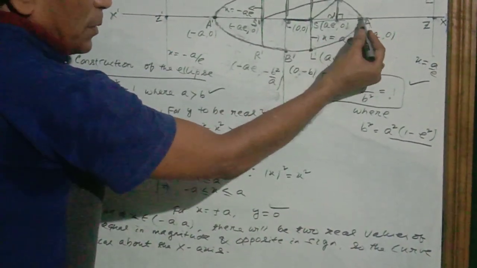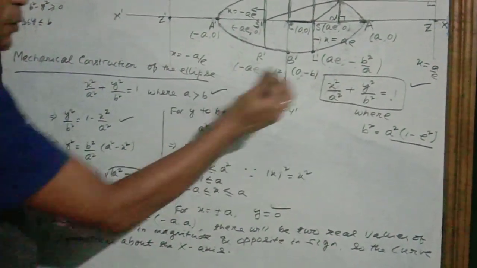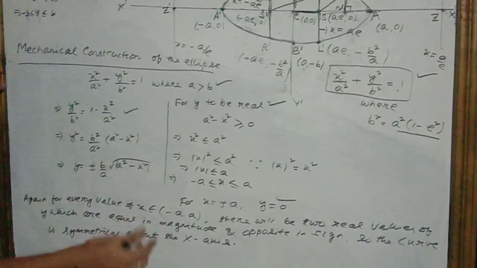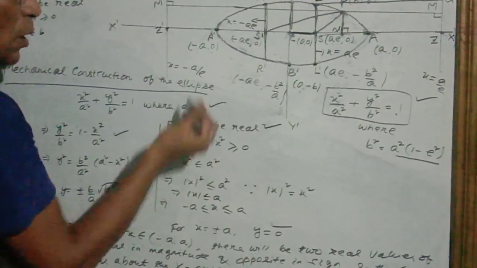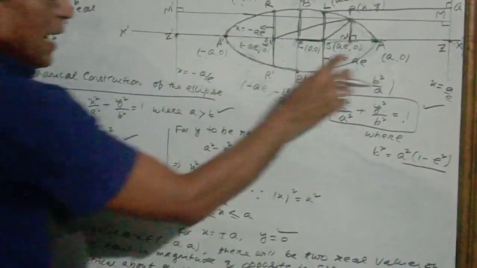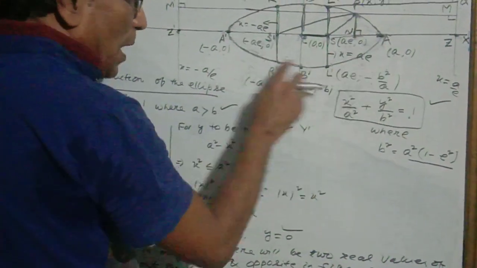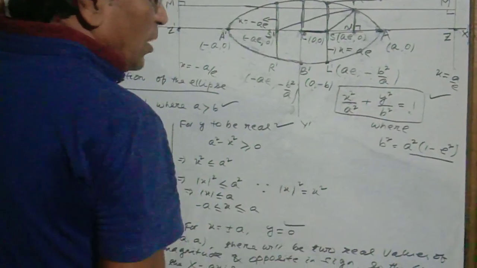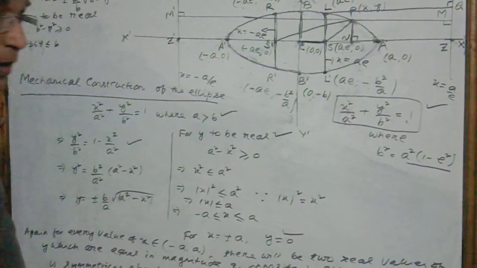So the coordinates of the point A is (a, 0) and A' is (−a, 0), because for x equal to ±a, we are getting y equal to 0. Now there will be no part of the curve lying to the left side of A' and to the right side of A. The entire part of the ellipse x²/a² + y²/b² = 1 must be lying in between −a and +a.